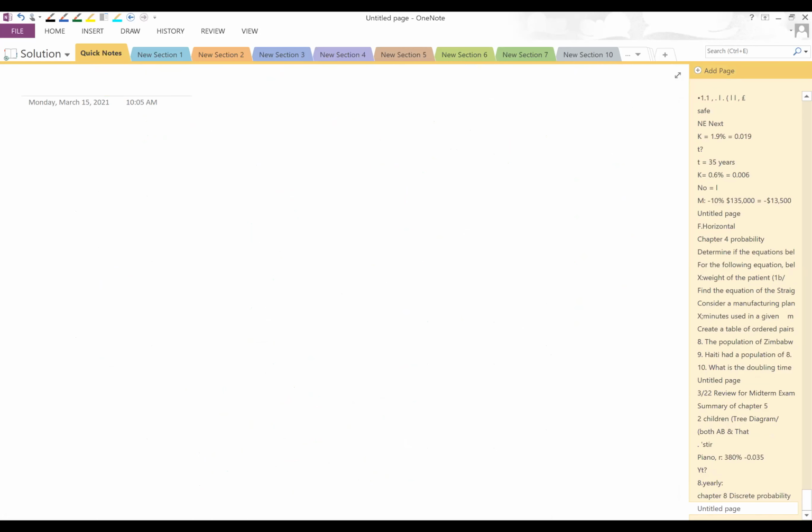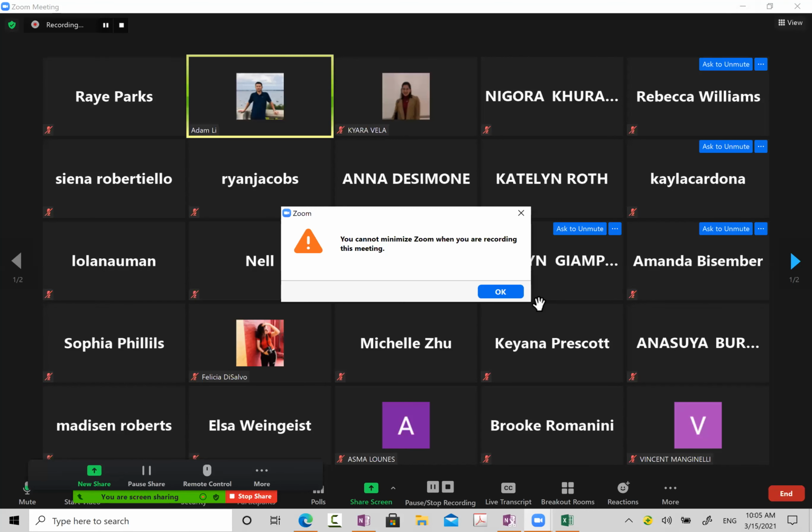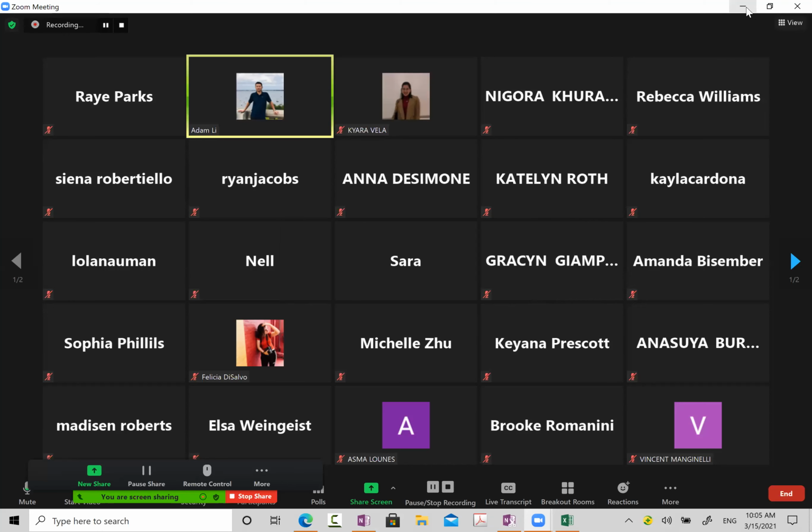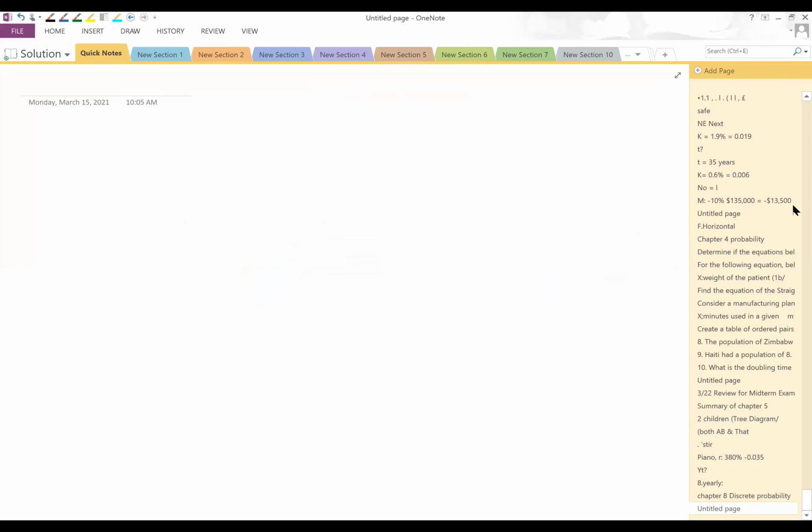And starting on chapter 6, we start looking at the continuous random variable, which is a lot more complicated compared to a discrete random variable, and has a lot more applications in the real world. So chapter 6, normal distribution.